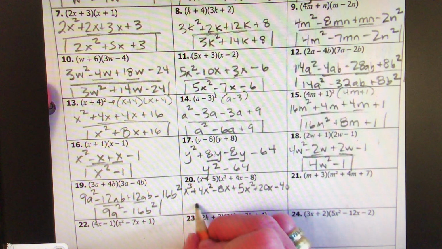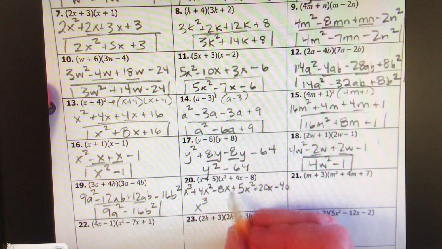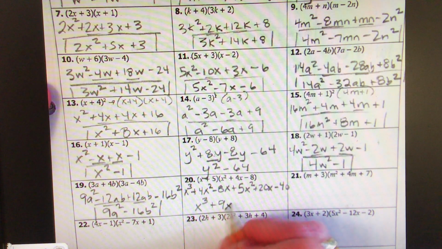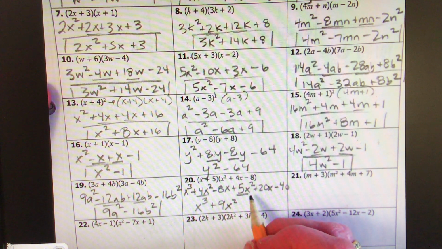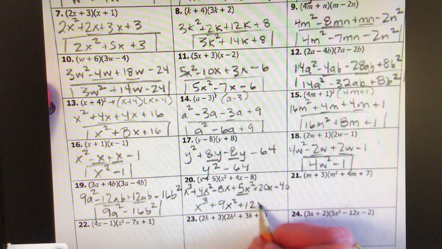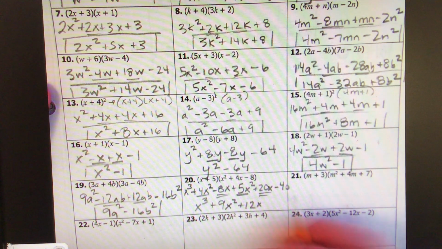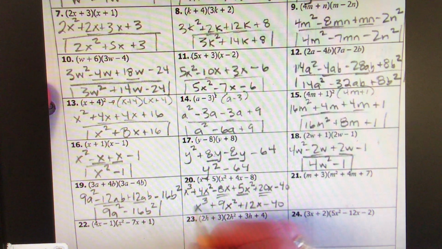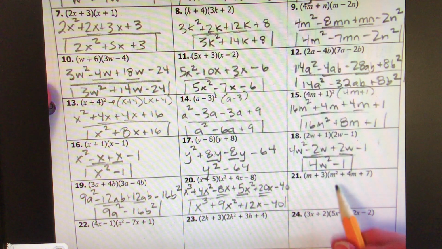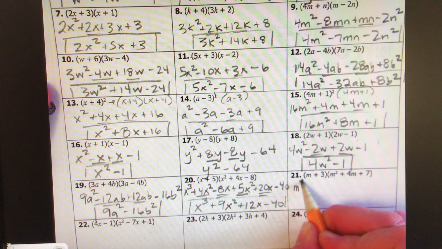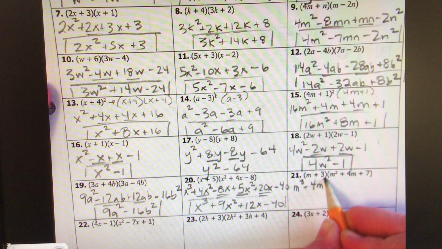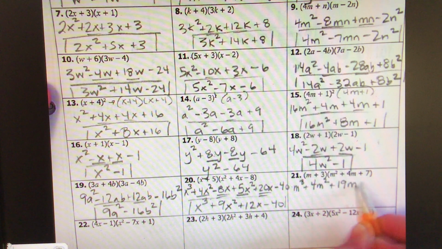Okay. Combine. X to the third is my only cubic. 9x squared, because I have a square. I've got a square. I've got a linear x, 12x from that. And then I've got my constant. So I end up with a cubic polynomial. This is the last one I'm going to do before my finger falls off. M to the third plus 4m squared plus 19m plus 21.